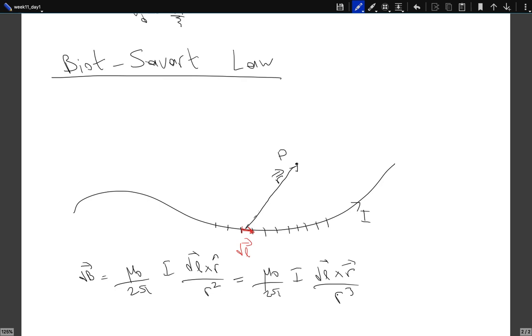Yes. Where? This is r squared. Well, you see, here this is the unit vector. This is the radius, this whole vector, not the unit vector. Well, that is what I am checking for. Okay, it is 4 pi.